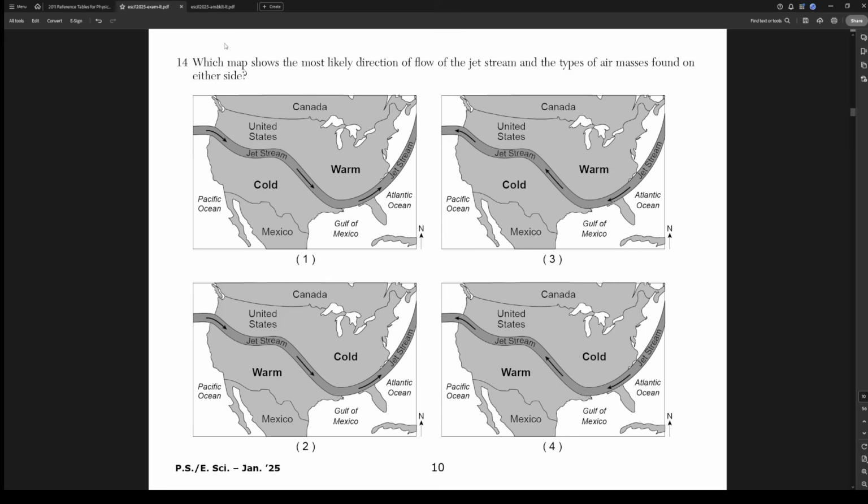Number 14. Which map shows the most likely direction of flow of the jet stream? Okay, first off, anything in the United States is going to go from the west to the east in terms of weather. So anywhere the arrows are going to the west, that's wrong automatically. Then they changed where the warm and the cold is. The warm is going to be more down south, and the cold is going to be up north. So this is going to be your right answer.